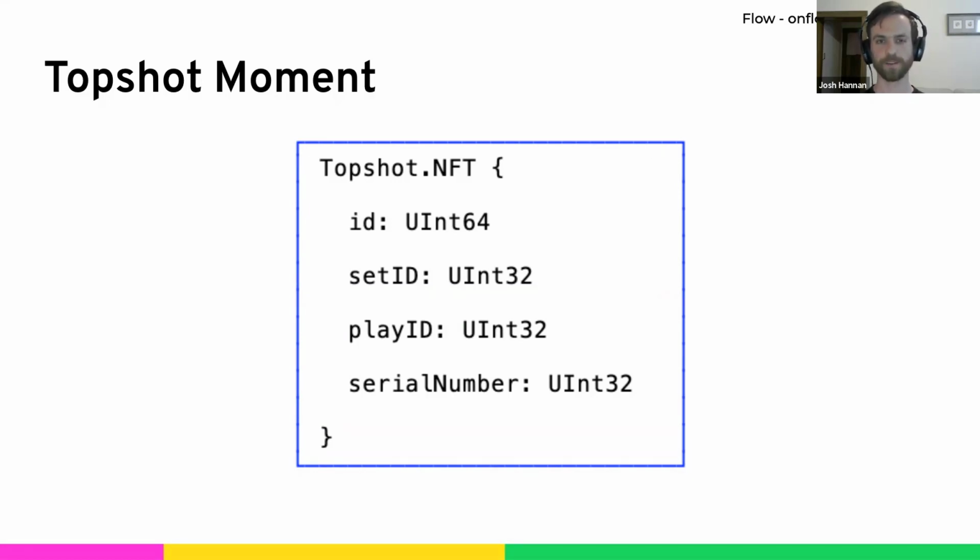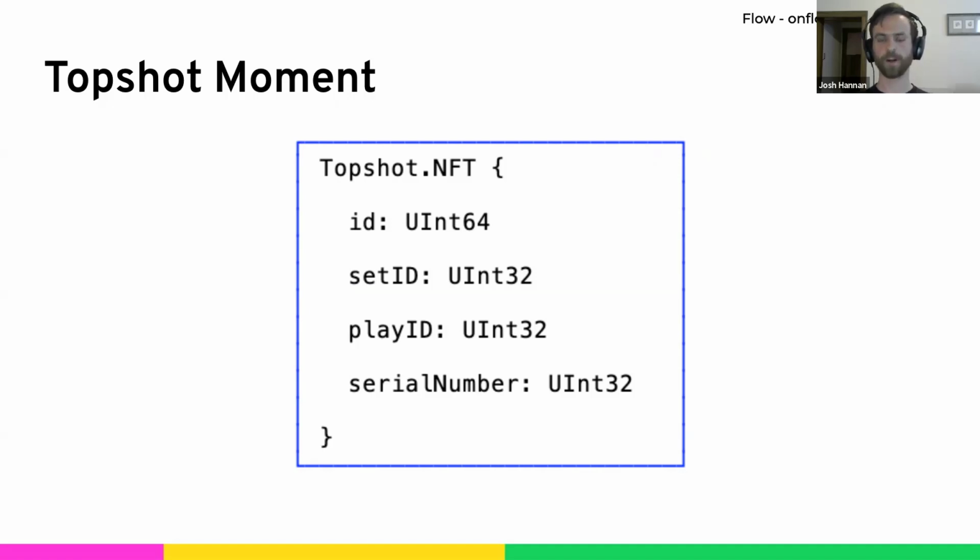Each moment has an ID, which is its global moment ID. This ID differentiates it from every other Topshot moment in existence. And then we have the set ID that maps to the set that this moment was minted from. And then we also have a play ID, which indicates which play this moment was minted from. And last, we have the serial number. So this represents where in a play and set combination a moment was minted.